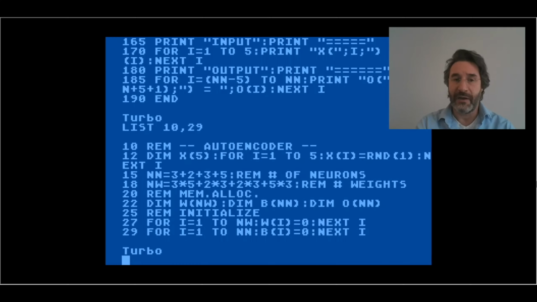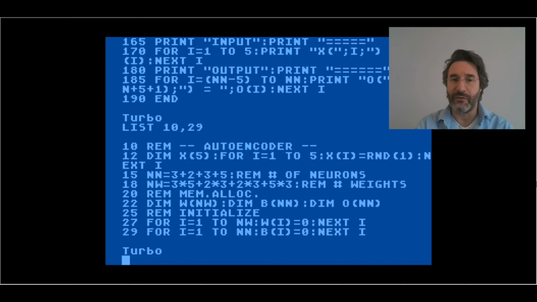On line 18 we are doing something similar, but this time we are computing the total number of weights. If you go through this simple formula here, you will understand very quickly how the total number of weights was calculated. If you have a look at the picture that I have shown previously, this will become very, very simple, almost trivial.